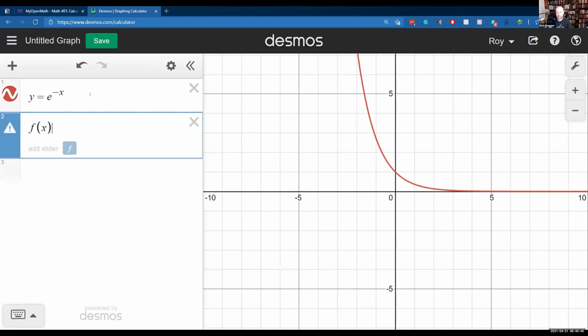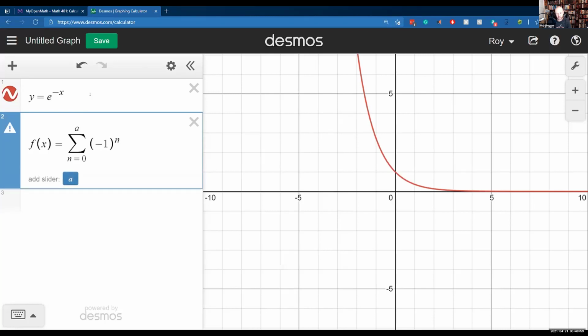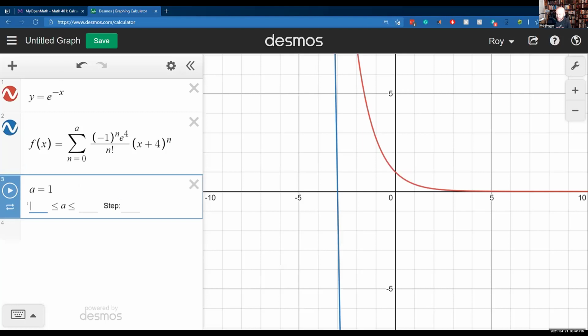And now I'm going to type f of x is equal to, and we'll type sum, n equals 0 to A, and we'll set a slider for A, of negative 1 raised to the nth, e to the 4th divided by n factorial, times x plus 4 raised to the nth. That's what we found it was going to be. I'm going to add a slider here, and I'm going to let A start at 1, and let it go to 20, step size 1.